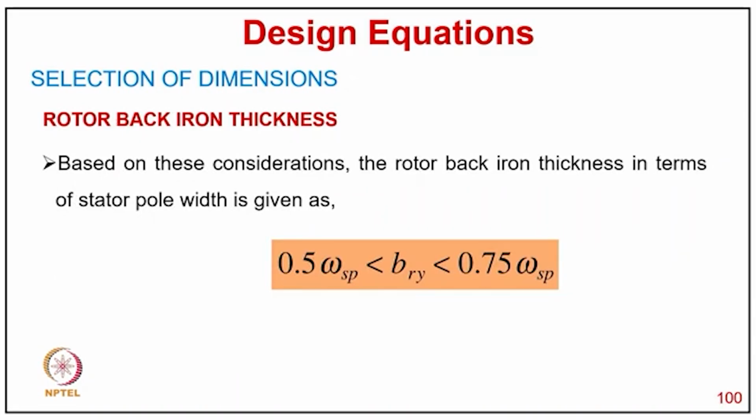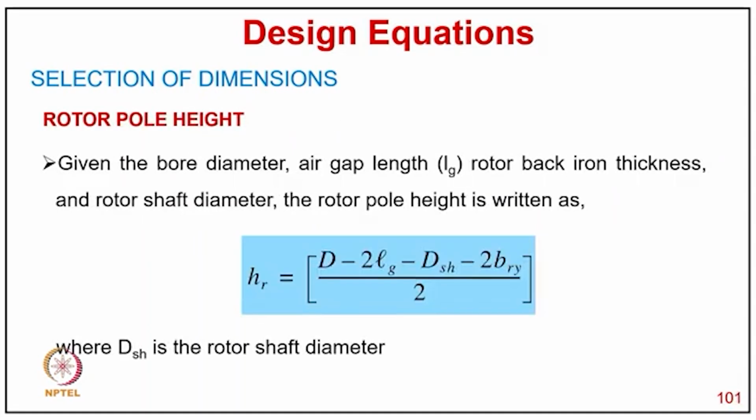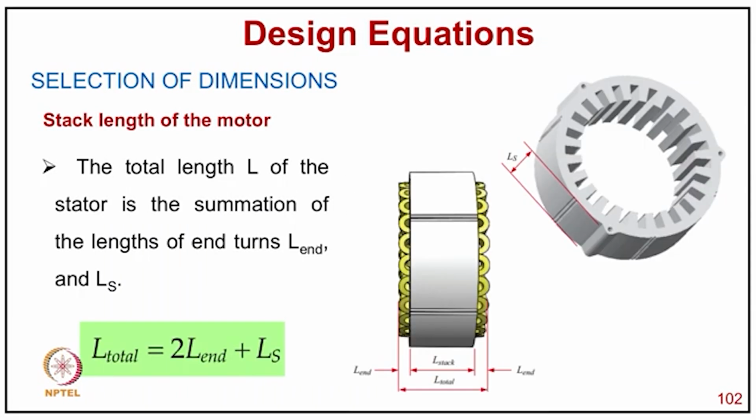Based on these considerations, the rotor back iron thickness in terms of stator pole width varies from 0.5 WSP to 0.75 WSP. Now coming to rotor pole height, given the bore diameter, the air gap length, rotor back iron thickness and the rotor shaft diameter, the rotor pole height is given as HR equal to (D minus 2LG minus DSH minus 2BRY)/2, where DSH is the rotor shaft diameter.